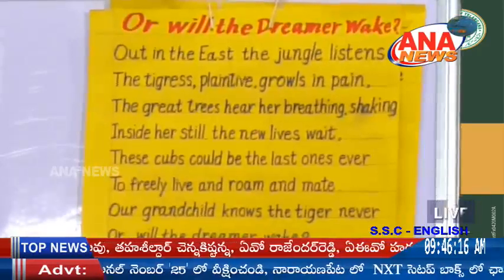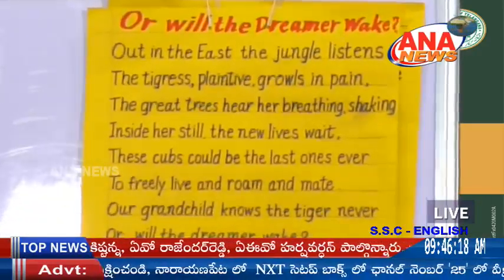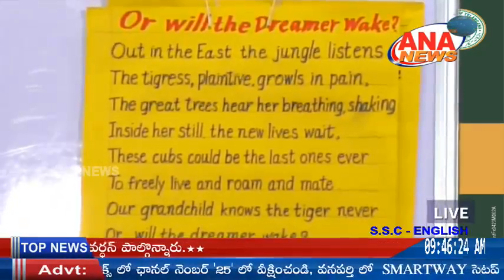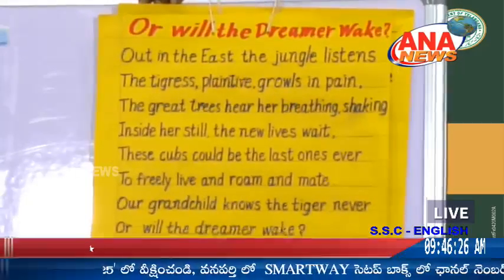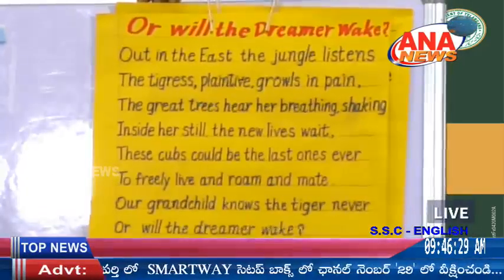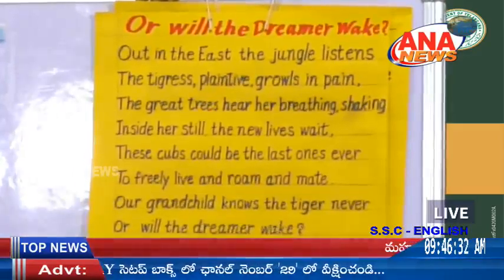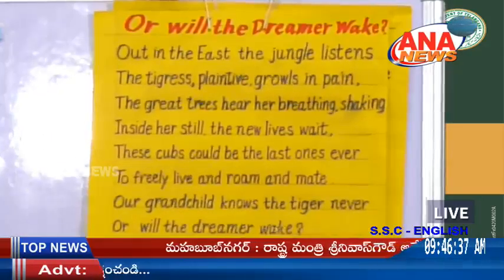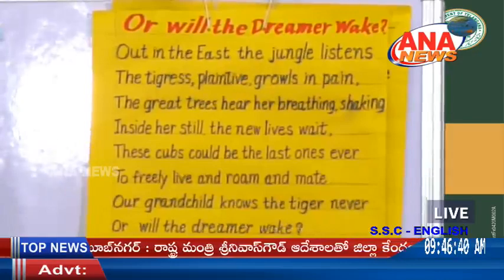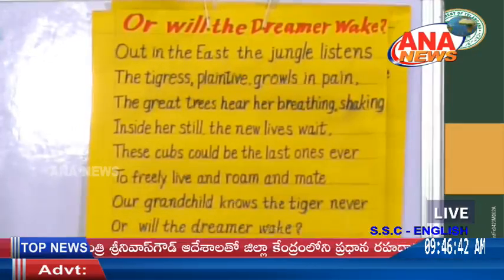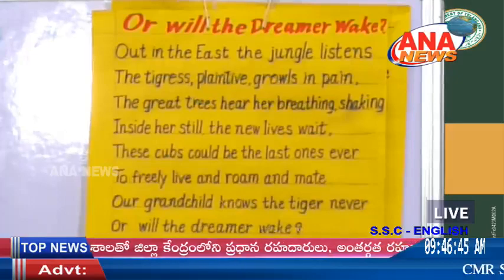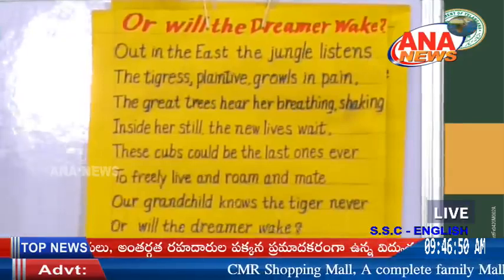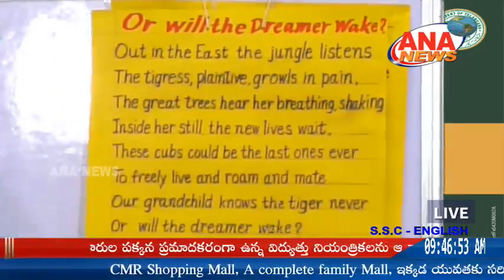The tigress, plaintive growls in pain. The tigress, the first character. The tigress, plaintive, sounding sad. Plaintive means a sound that gives a sad tone. The tigress is sad and growls in pain. Why is the tigress sad? Because all the tigers have disappeared. All the tigers are killed by hunters. Now there are no tigers except the present tigress. So the tigress is sad.